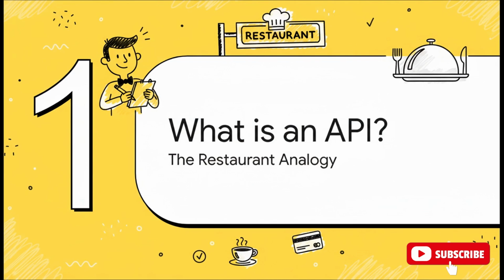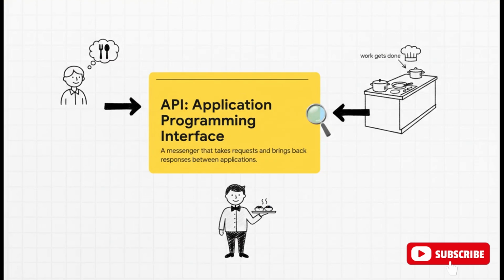All right, so what is an API? The absolute best way to get your head around it is with a restaurant analogy. Okay, so picture this. You're in a restaurant. You are the client. You know what you want to order. The kitchen? That's the server. It has all the ingredients and knows how to cook the food. But you can't just walk into the kitchen and start making your own meal, right? You need a go-between. That's the waiter. The waiter is the API, the application programming interface. It takes your request, goes to the kitchen, and brings back exactly what you ordered.